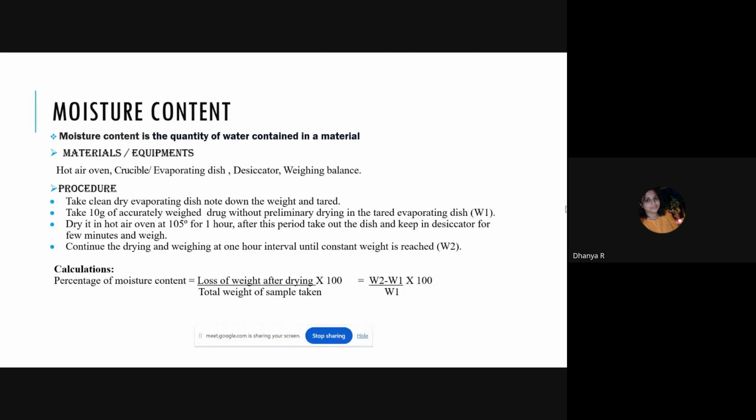So we have noted W1 and W2. W1 is the weight of the drug before it is kept in the hot air oven, and W2 is the weight taken after keeping it in the hot air oven. The calculation is W1 minus W2 divided by W1, that is the weight of the sample, into 100. So loss of weight after drying divided by the total weight of the sample taken into 100. That is the percentage of moisture content.